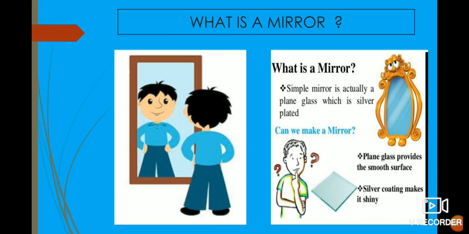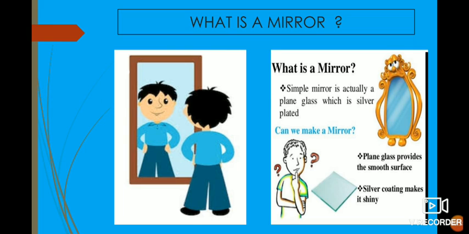So what is a mirror? What do you see that boy doing? He is standing in front of a mirror. So the boy now is called the object. Instead of the boy, you can put a tree, you can put a pencil, you can stand yourself, and you will be called the object.